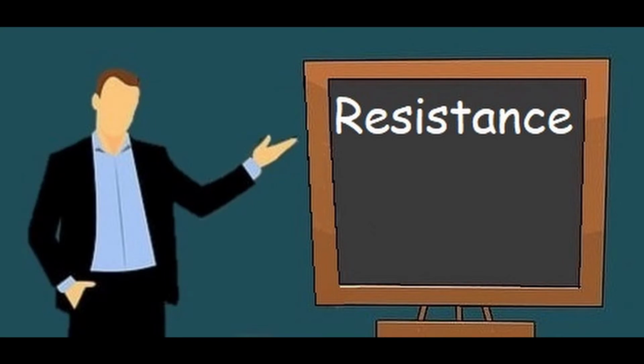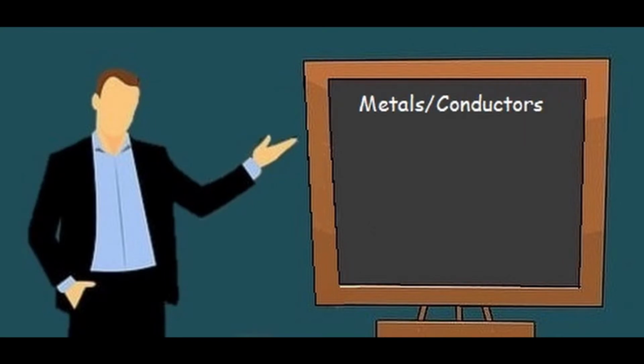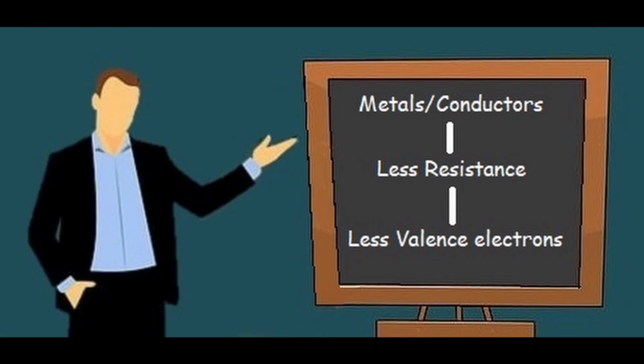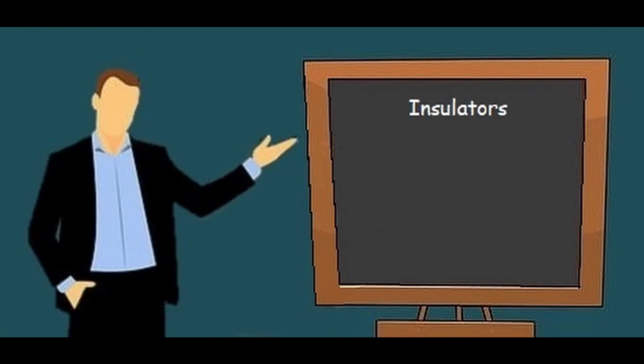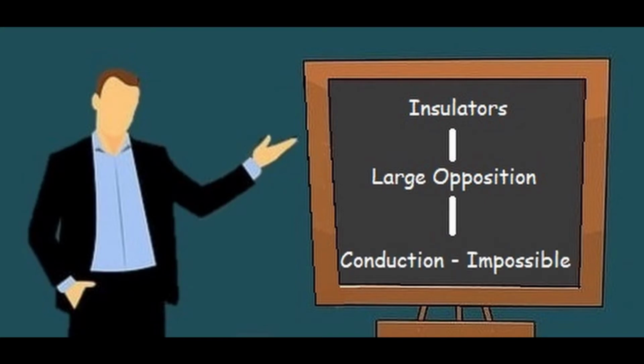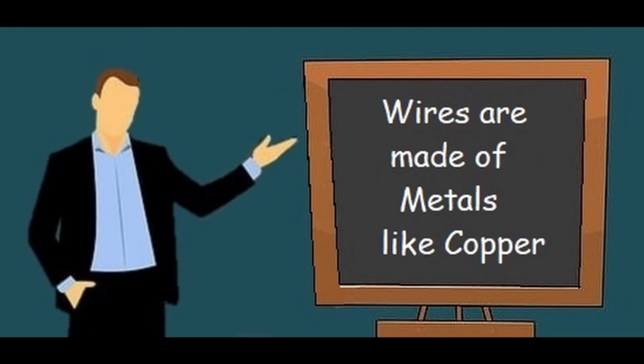So yes, almost every material provides resistance, but metals or conductors provide less resistance because of the smaller number of valence electrons. On the other hand, insulators provide so much opposition that conduction for them is near impossible. This is also the reason why wires are usually made up of metals like copper.